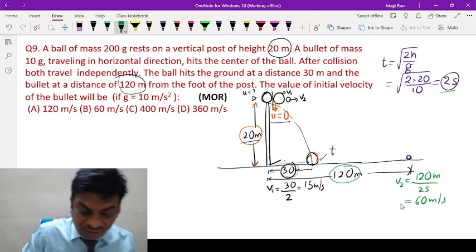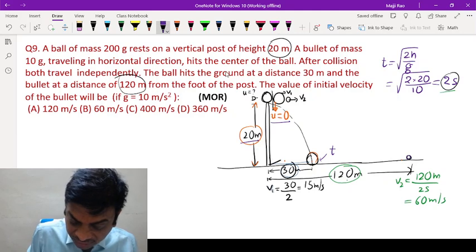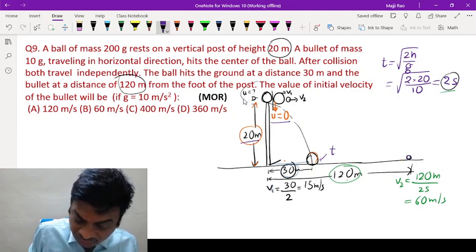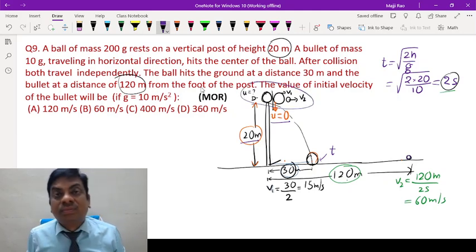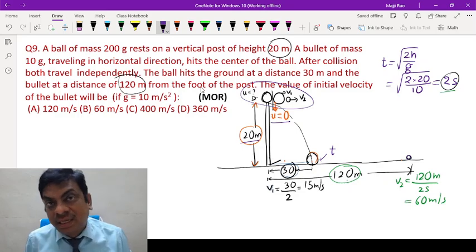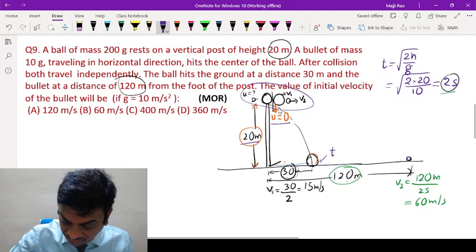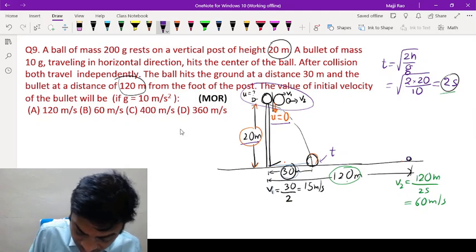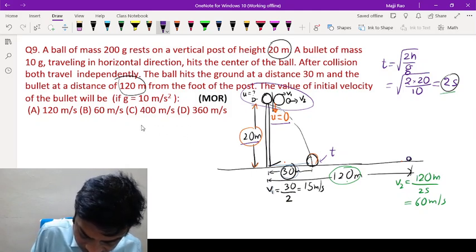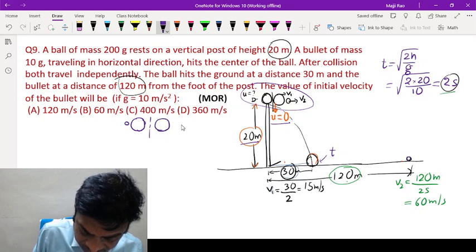So once you know their final velocities, it's a matter of what? Applying the law of conservation of linear momentum before the collision and immediately after the collision. Okay? Just before the collision, immediately after the collision. So here itself, we'll see. So this is the bullet, this is the ball, and after collision, it is like this. So law of conservation of momentum.